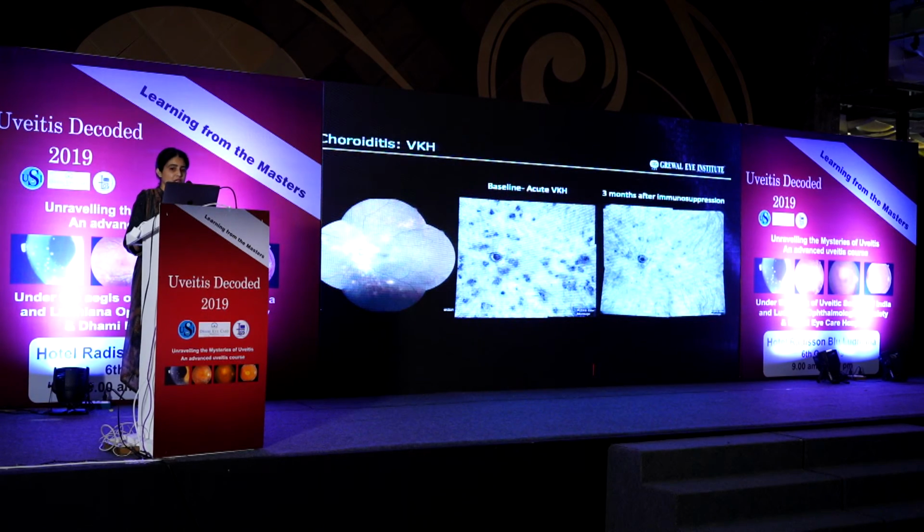It's a case of VKH, where again the choriocapillaris slab shows the distribution of multiple hypospots, suggestive of inflammatory foci at the level of the choroid and choriocapillaris. This is taken at the level of the choriocapillaris slab, and following systemic immunosuppression 3 months later, the picture looks much better because these hypospots are reducing.